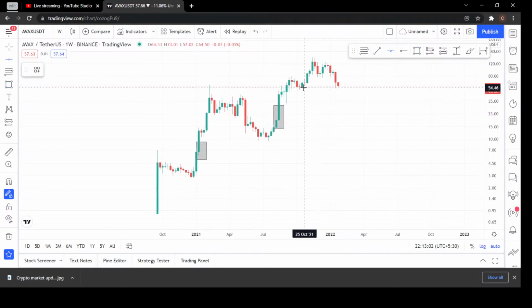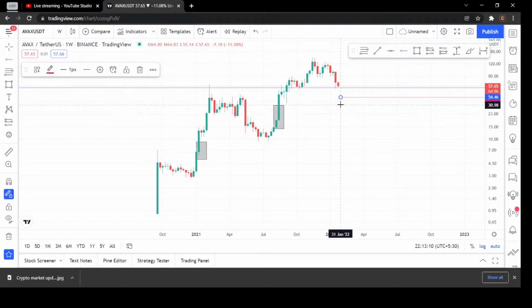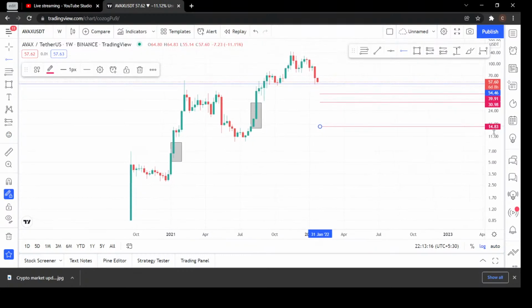But if we close below this level, a monthly candle or a weekly candle below this level, look for entries around this. First entry this, second entry somewhere this, and third entry in the middle of somewhere here. I know some people will be hating, like why I'm saying 14, I should sell my house and start shorting AVAX. It doesn't work like that.